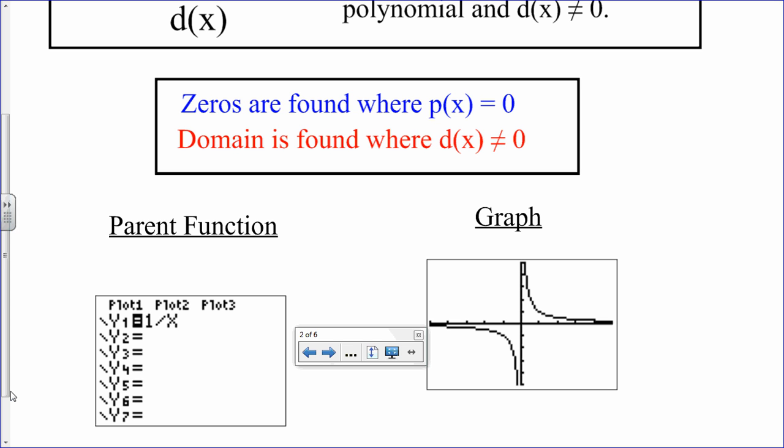So the parent function of a rational is just 1 over x.